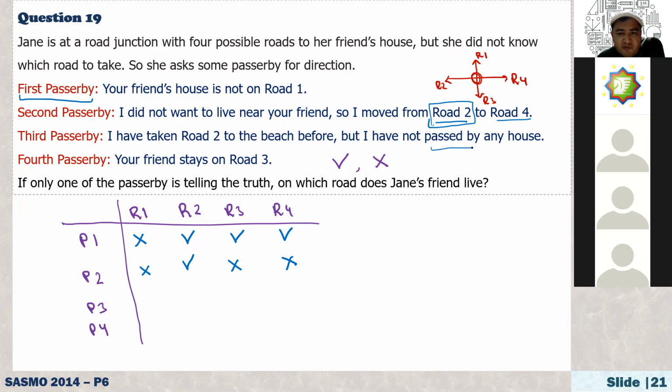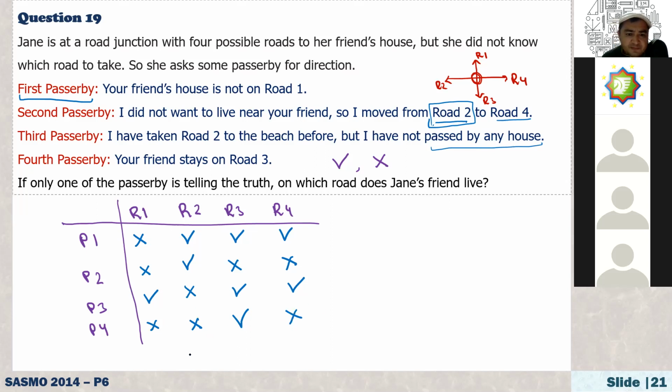That means that your friend does not live there because nobody lives there. He's saying that nobody lives there, and particularly his friend does not live there. So he's saying that your friend's house is not in road 2. That means I write maybe Jane's friend lives in road 1, road 3, or maybe road 4. And the last one says that your friend stays on road 3. He's saying that your friend's house is road 3, which means it's not in road 2, not in road 1, and not in road 4.